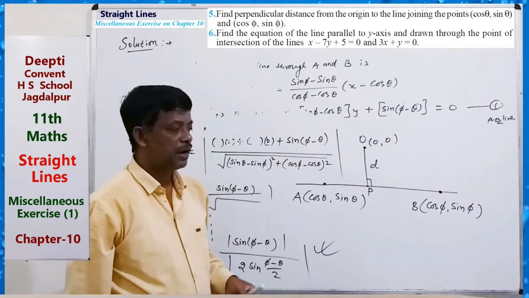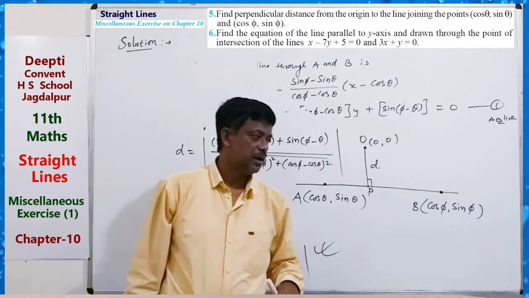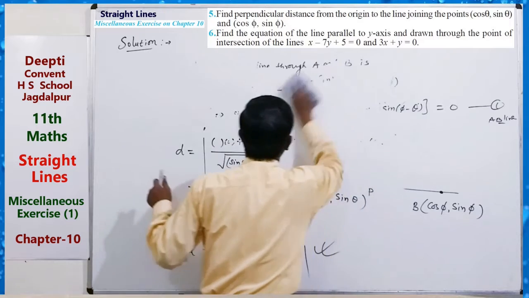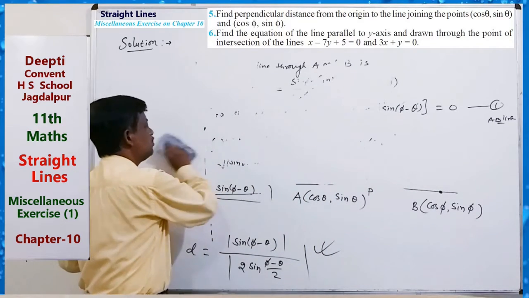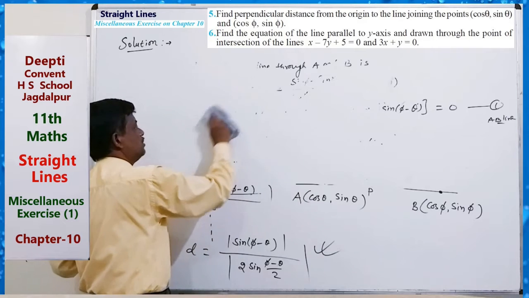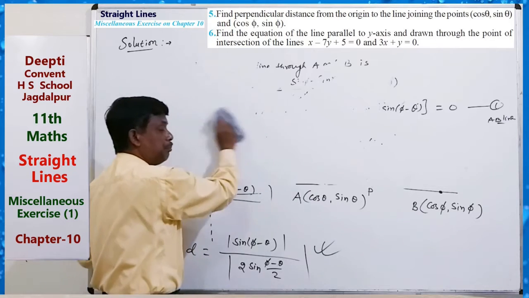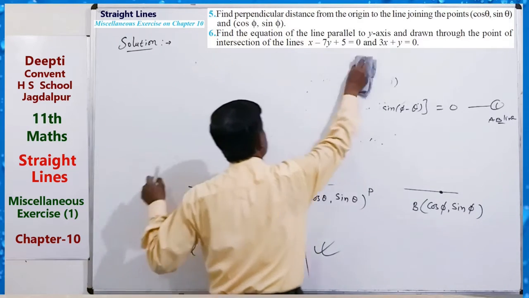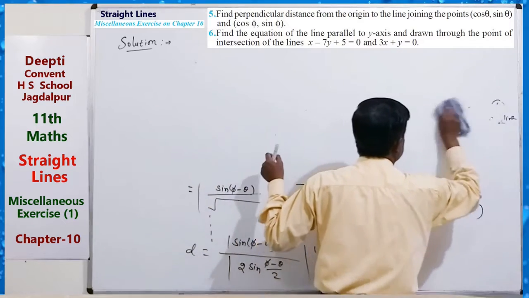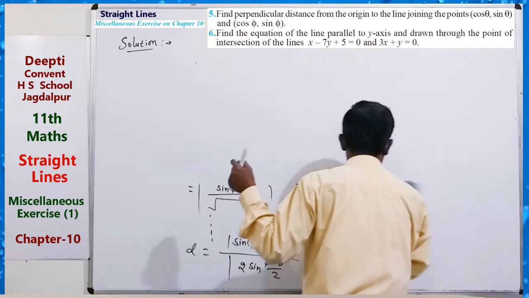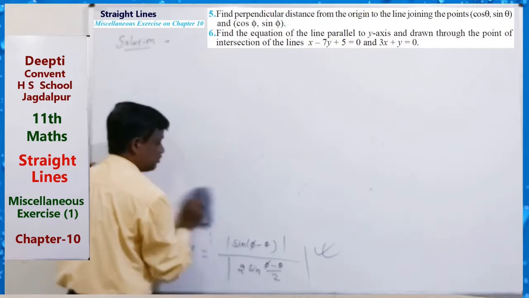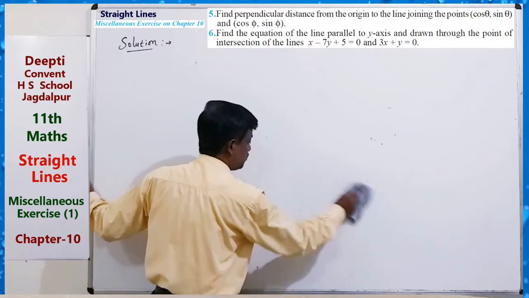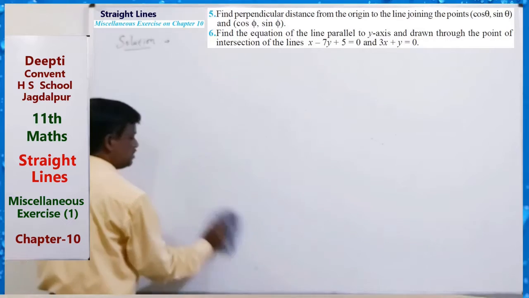Find the equation of the line parallel to the y-axis and drawn through the point of intersection of two given lines. There are two lines, and the intersection of two lines we can find by solving the equations. If any line is parallel to the y-axis, that means its equation will be in the form of x equals some constant. So x equals some constant will be satisfied by the point of intersection of the given lines. Clear?